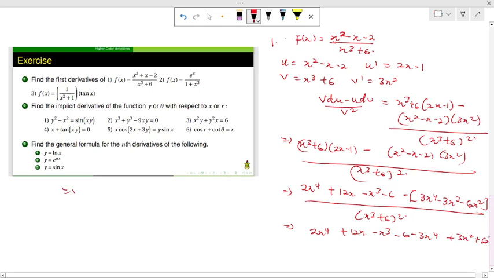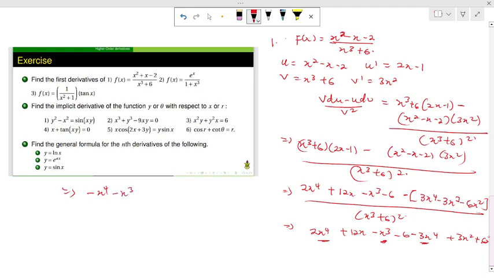So let's simplify that. I have 2x to the power 4, 3x to the power 4. I'm going to get negative x to the power 4. I have minus x cubed. Then I have x squared, which is 3x squared, plus 6x squared, and I'm going to get plus 9x squared. Okay, let's take note. I think there is an error here.